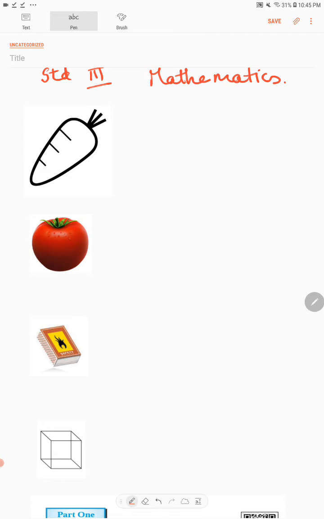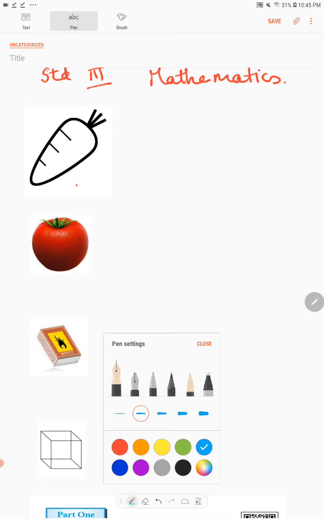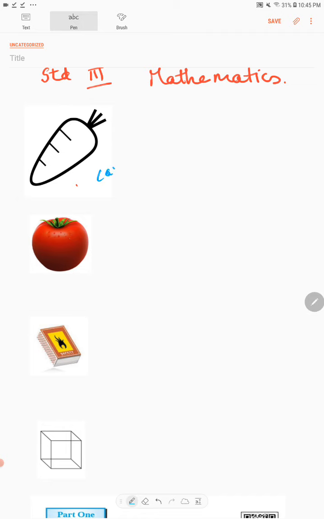Now can you tell me what is this? Yes, this is a carrot. Now can you tell me which shape does it resemble? Yes, it resembles a triangle.